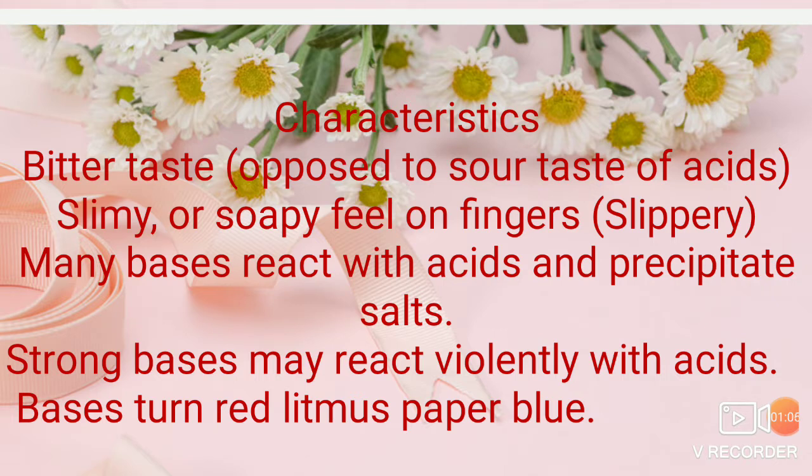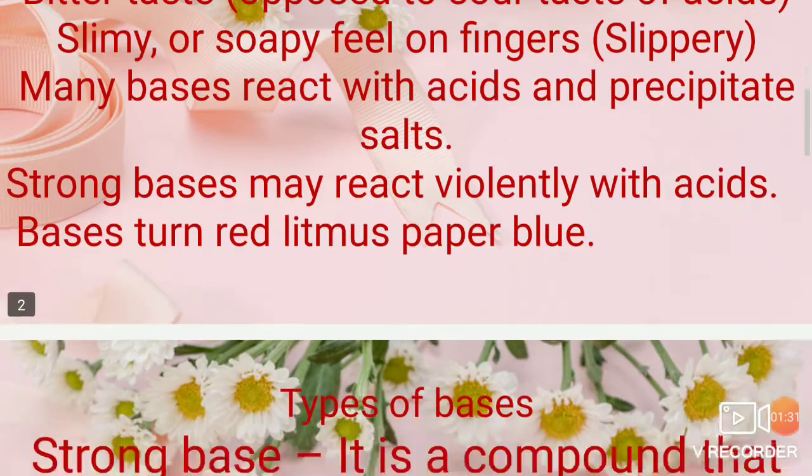Strong bases may react vigorously with acids, so they react very fast with the acid. Bases turn red litmus paper blue, and the pH of the bases is always more than 7. So as we move from 7 to 14, the bases become stronger.